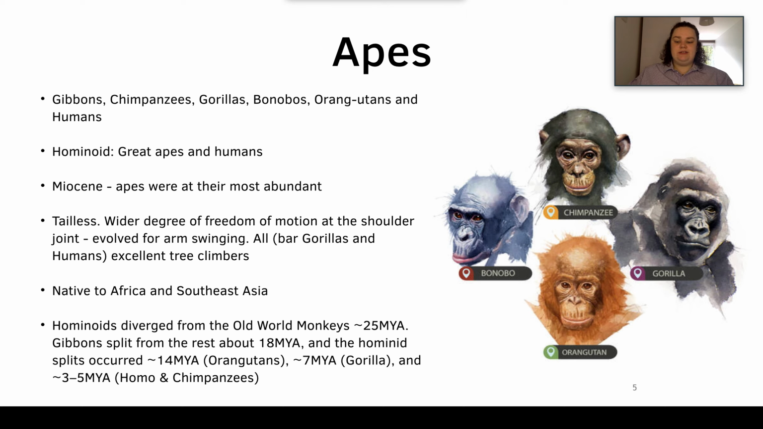Hominoids diverged from Old World monkeys around 25 million years ago. Gibbons split from the great apes at 18 million years ago, and the hominid splits occurred at 14 million years ago for orangutans, 7 million years ago for gorillas, and 3 to 5 million years ago for chimpanzees and humans.